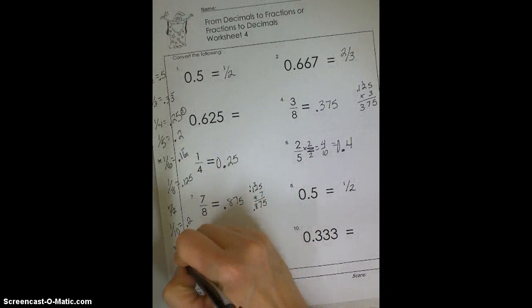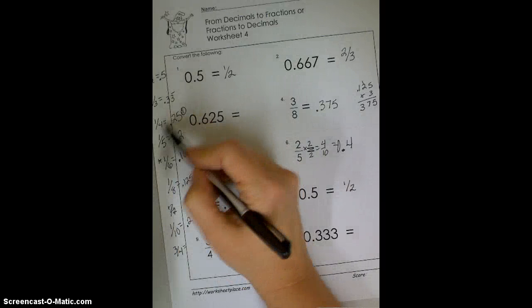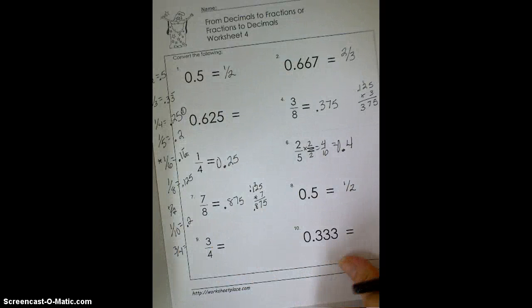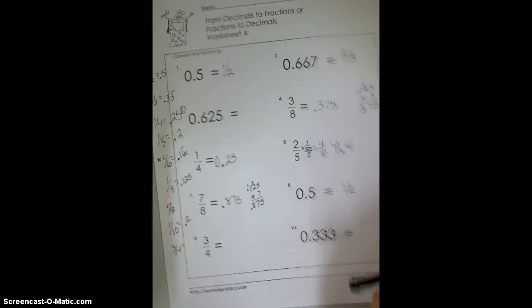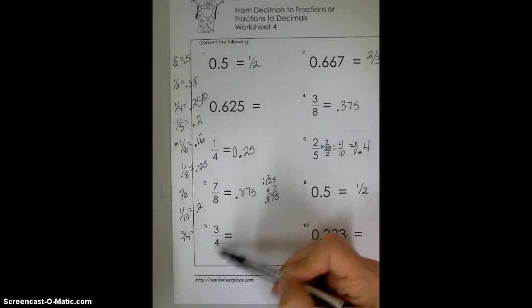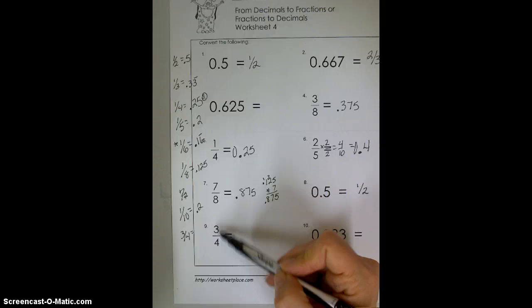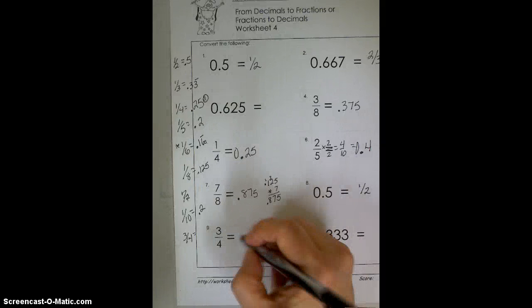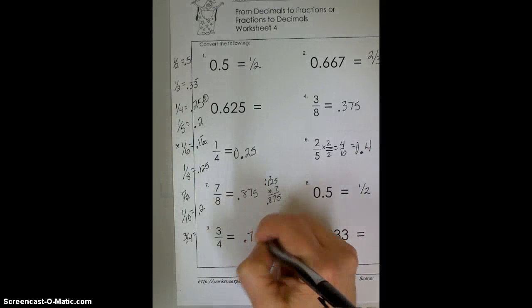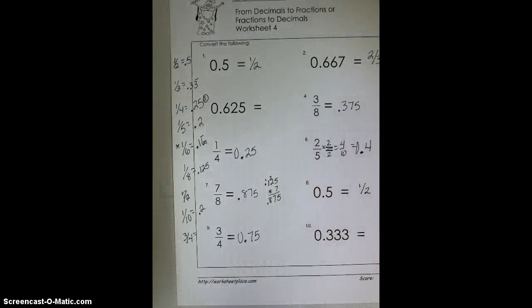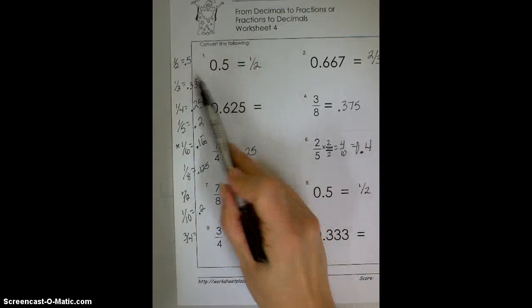3/4, ooh, that's one I should have had you right over here. I'm sorry I didn't. It is one that you should know. Anything with the fourths. You need to know 1/4, 2/4, 3/4. You need to know them all. And 4/4. I usually tell you to think money. If you divide your dollar up into 4 parts and you have 3 of them, you have 75 cents, or 0.75. And our last one, 0.333, you can see it right here.